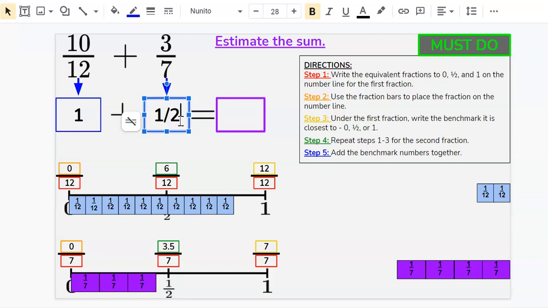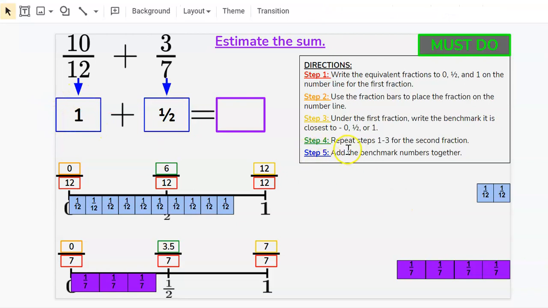And then the number 2 for 1/2. When you get done, if you press space one time, you'll see it makes it a little bit smaller so that you can tell that's a fraction compared to a whole number. Step 5 is then add the benchmark numbers together.